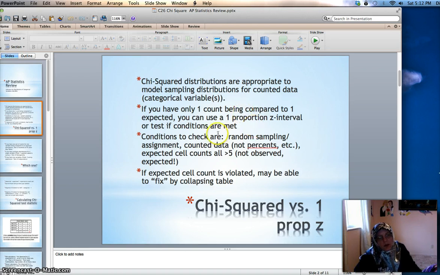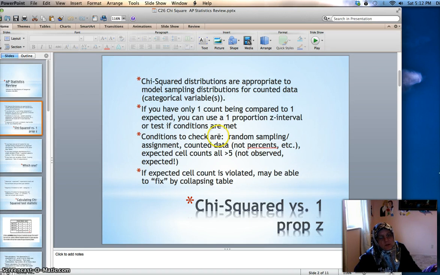But in chapter 26, we usually didn't have just a single count or a single proportion or whatever. We're using a list of counts. So that's why we use chi-squared.